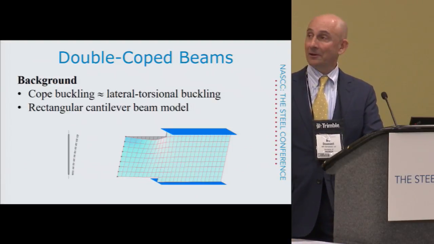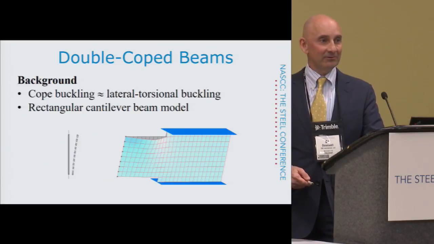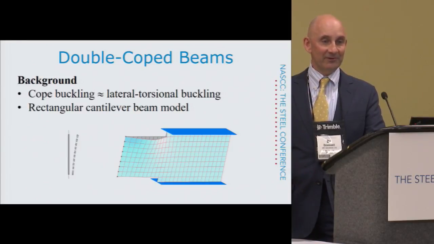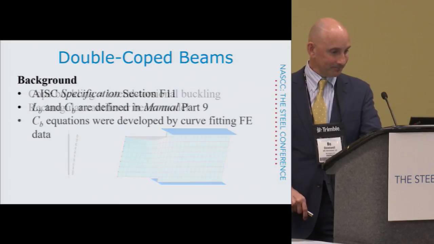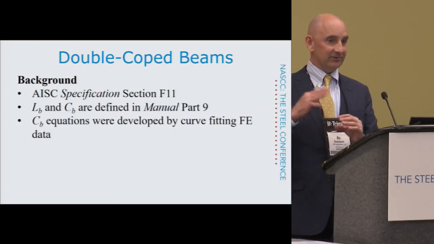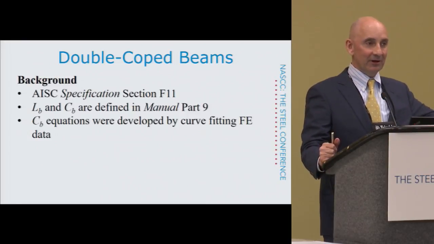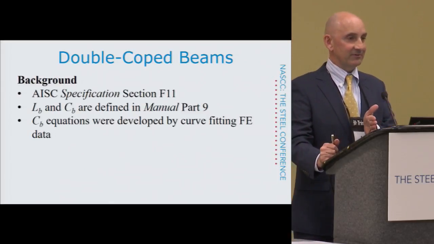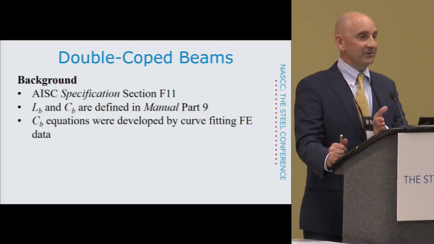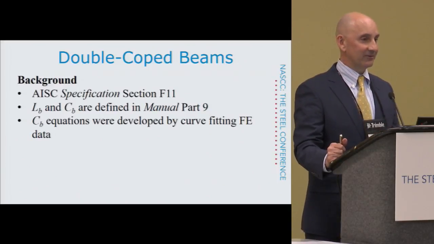We have to start with a model, and we're going to start with a cantilever beam, just like we did with the single copes. Then we're going to do a lateral torsional buckling model, going off the work of Ura and verifying with mine and Robert White's finite element models. We're basically going to extend his work using these finite element models. As it turns out, sometime between the Green Book and the 2016 specification, section F11 was added to the specification that handles rectangular cantilever beams.